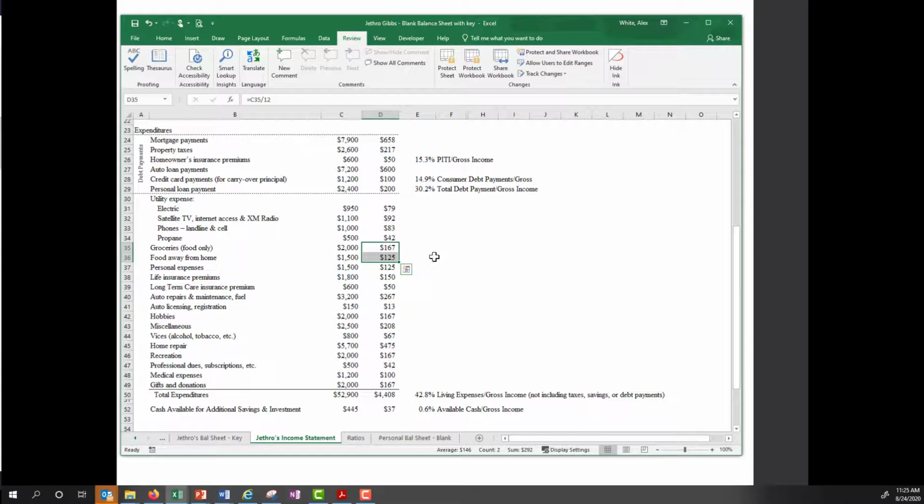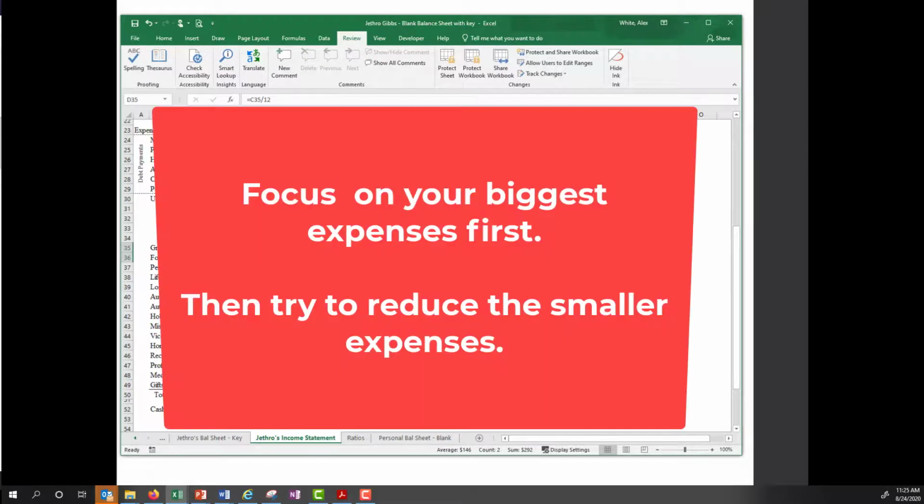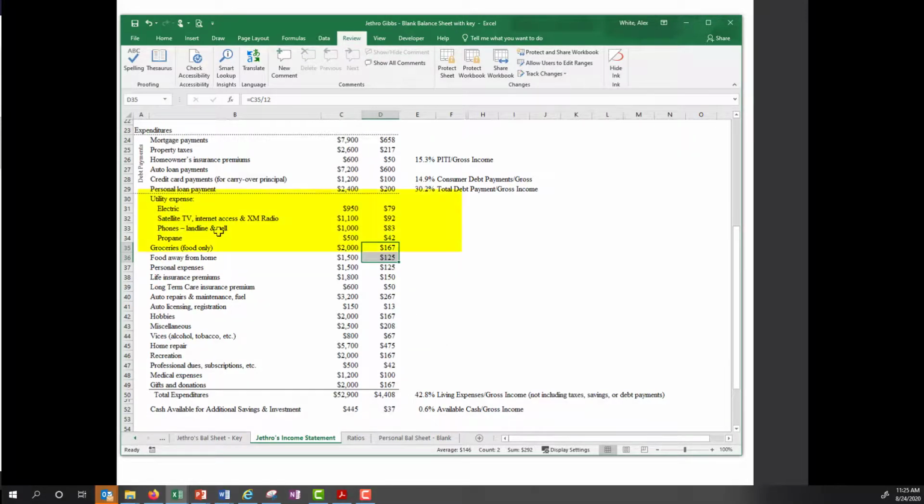So we can look at ways to be a better shopper from the grocery standpoint. People say, let's get rid of some of these smaller amounts. Well, let's focus on the big ones. That's where you're going to have the biggest impact. Satellite TV, internet access, and XM radio. Does he need all of those? Can he do without some?